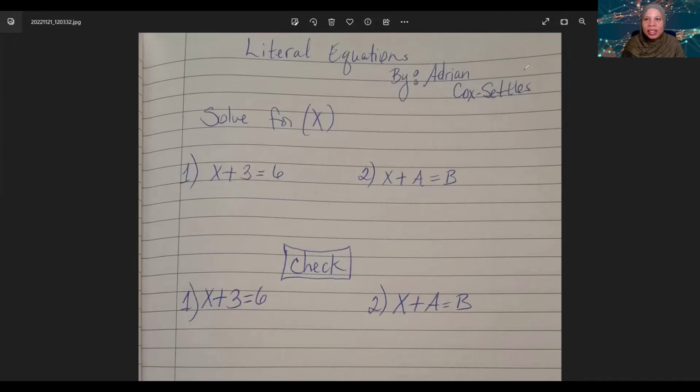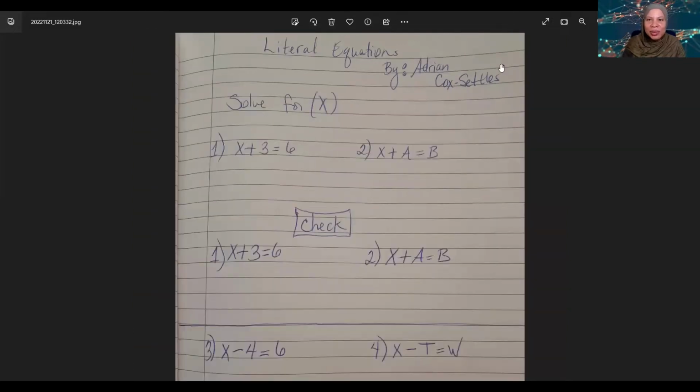Let me get rid of this. Yeah, I'm doing some behind the scenes stuff that y'all can't see. Yeah, I'm working it out, working it out.